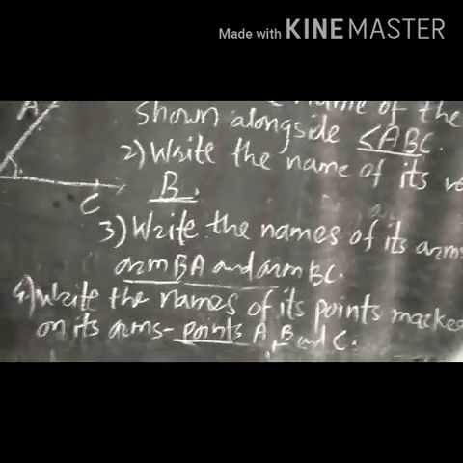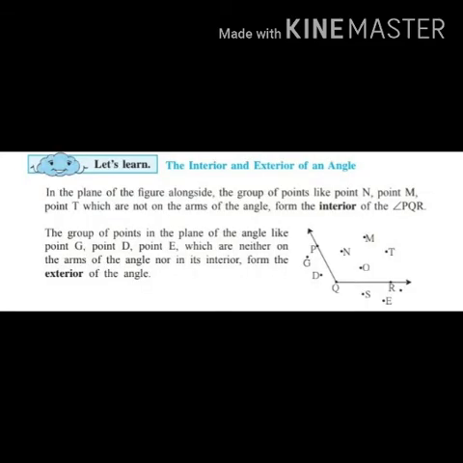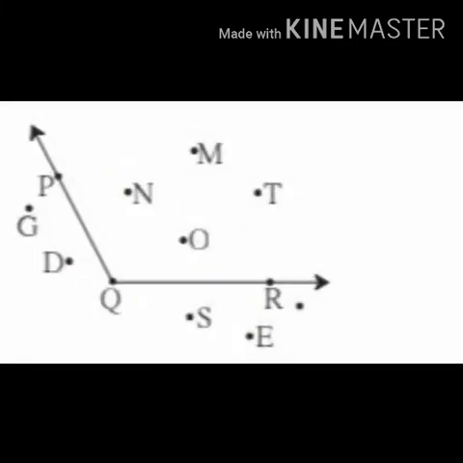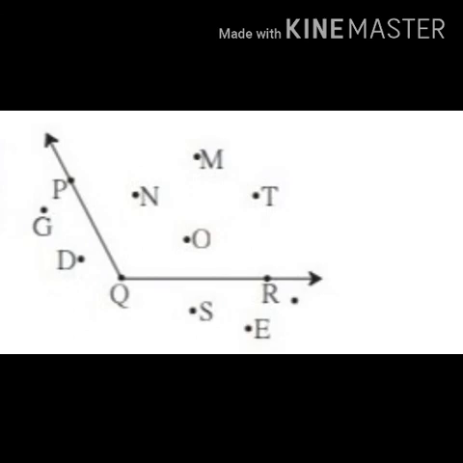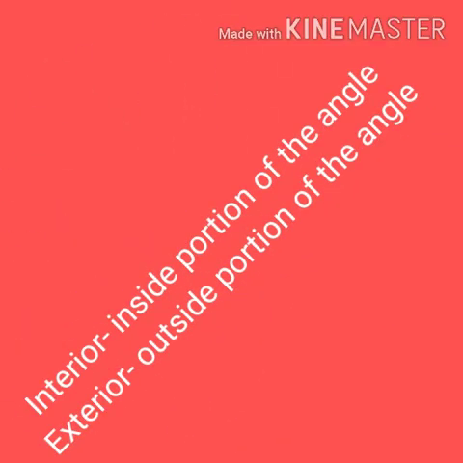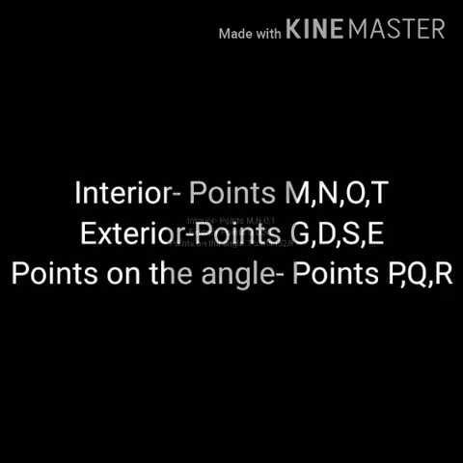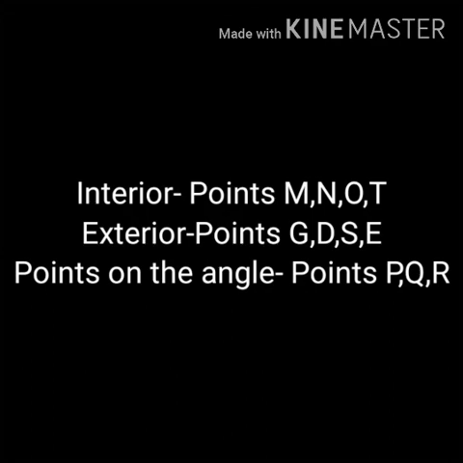Now let us see the next point, the interior and exterior of an angle in the plane of the figure alongside. See, we have to find the interior portion and exterior portion. Interior portion means the inside portion of the angle and exterior portion means the outside portion of the angle. So let us find the interior points, that is points M and O, T, and exterior points G, D, S, E.